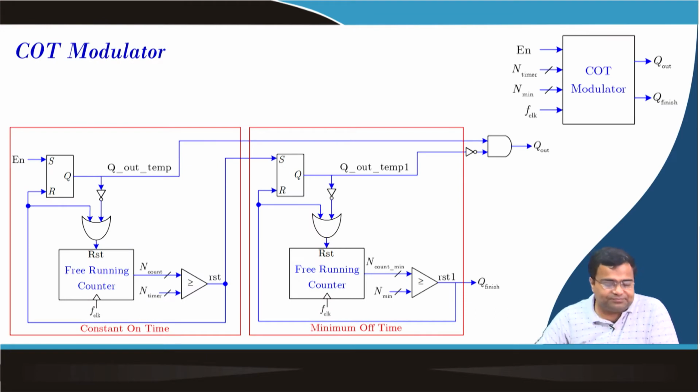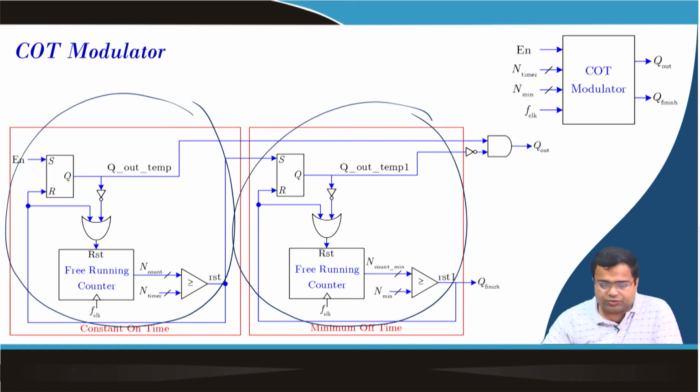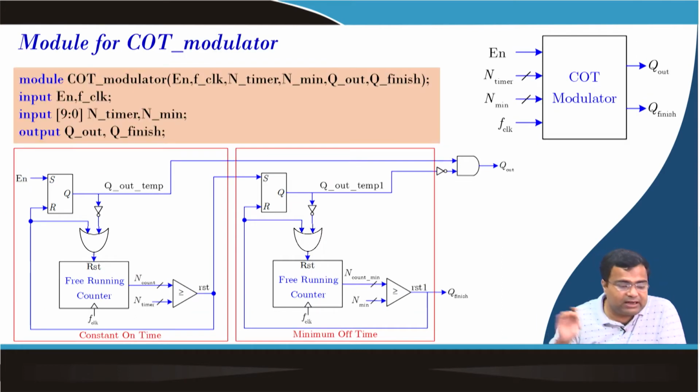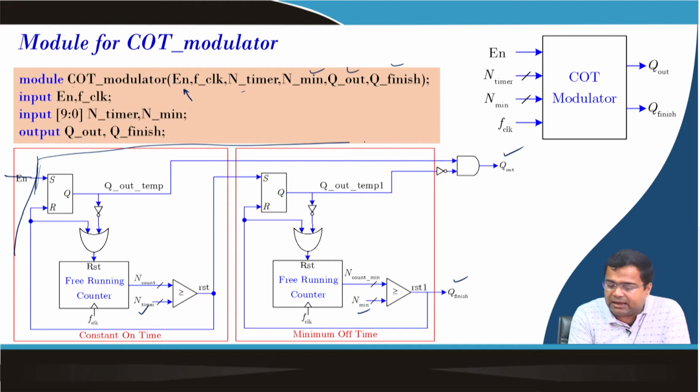Next, the COT modulator. This block we have presented, and this block also we have presented. So, how does it work? The COT modulator is a sub module, or a module which is instantiated within the main module. It requires an enable signal, this is the boundary of this. It requires a timer signal, and a minimum value. Q out is the actual output, and Q finish is the finish signal. So, you can imagine that this modulator will appear like this block.